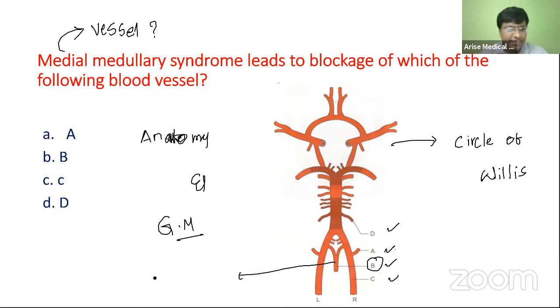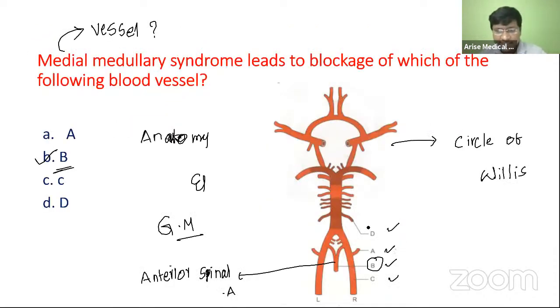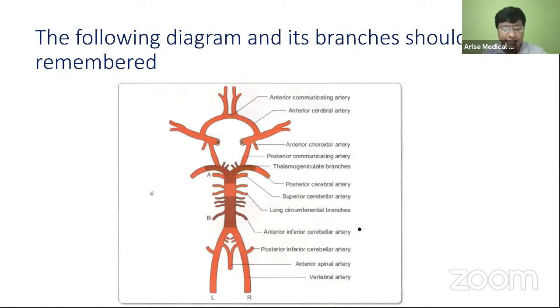So this is your anterior spinal artery. The answer is B. Now, the other important thing is, you should be able to label all the other vessels also. You should know what the other vessels are. What is given here? First of all, what is that C which is joining? This is your C which is given in your question.